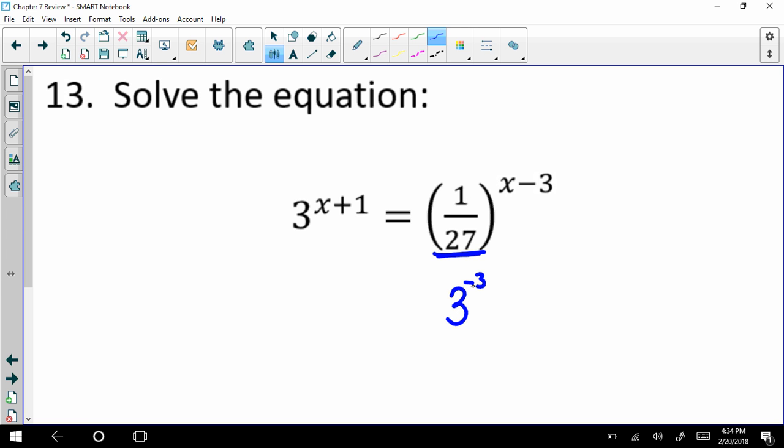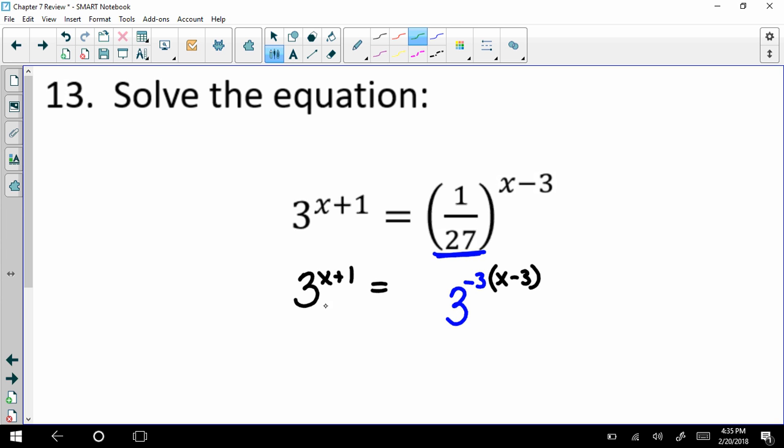If it's a fraction, then it has to be a negative exponent. And then you look at that bottom number and say, okay, this 3 to what power gives me 27? And it's 3 to the third. You may have to type some stuff in your calculator if you just don't know that. Then the rest of it stays the same. So this is still 3 to the x plus 1. And then I just bring down that x minus 3 in parentheses.